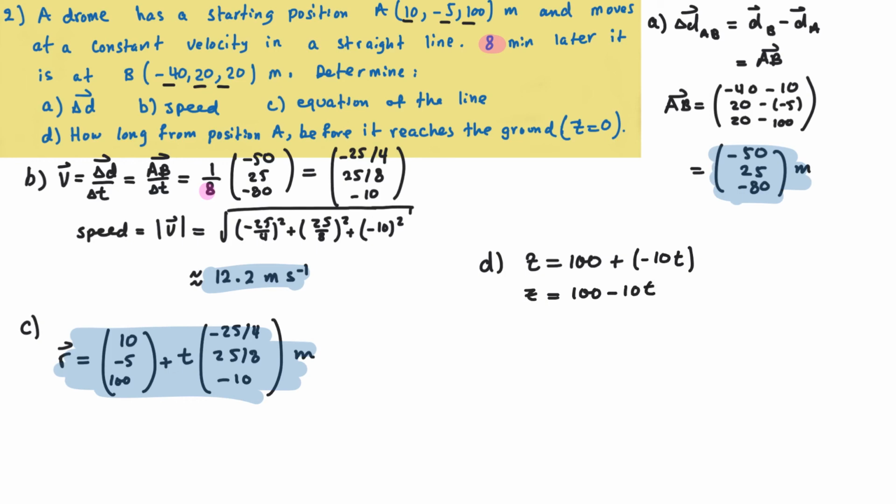We know that the z value is 0, so we're going to say 0 is equal to 100 minus 10t, and we're going to solve for t by subtracting 100 from both sides. We're going to get negative 10t is equal to negative 100. We're going to divide both sides by negative 10, and we will get t is equal to 10. And we know that our units are in minutes in this case, so this will be 10 minutes.